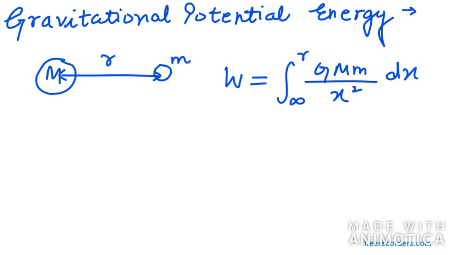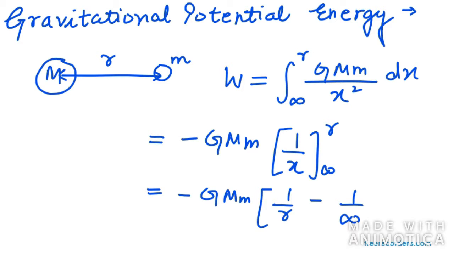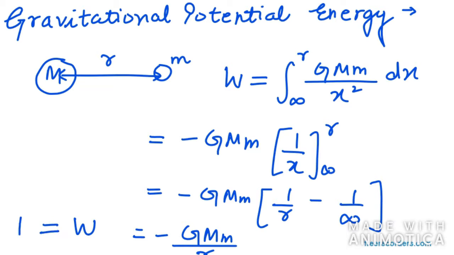Now when I integrate this value, I get minus GMm times 1 by x, from r to infinity. So it will be minus GMm, 1 by r minus 1 by infinity. So it will be minus GMm over r. Now this is the work done that is stored inside the body as its gravitational potential energy. It can be written as W or it can be written as U because it is a gravitational potential energy.